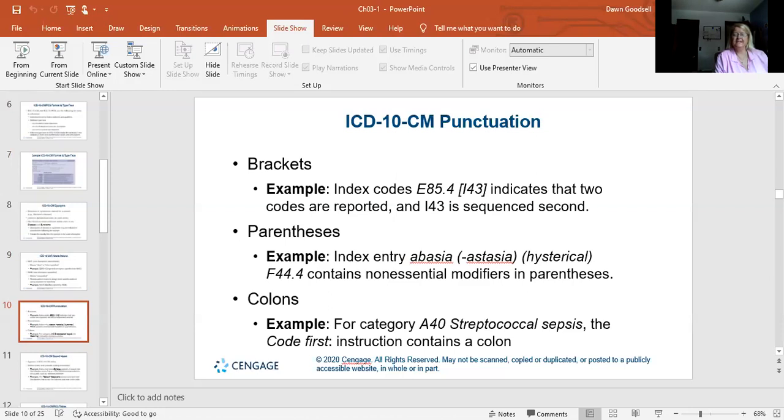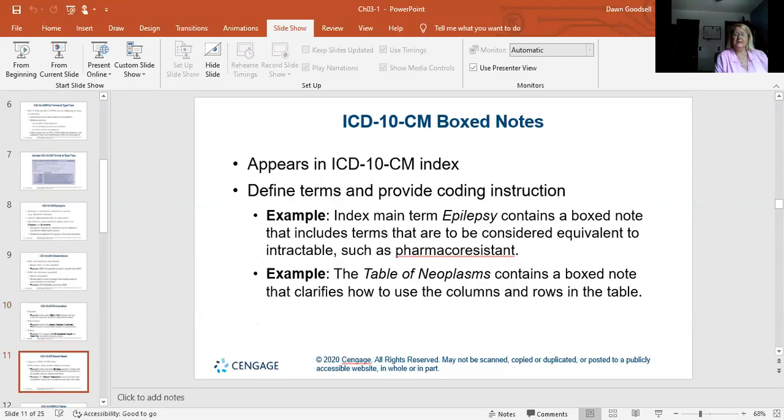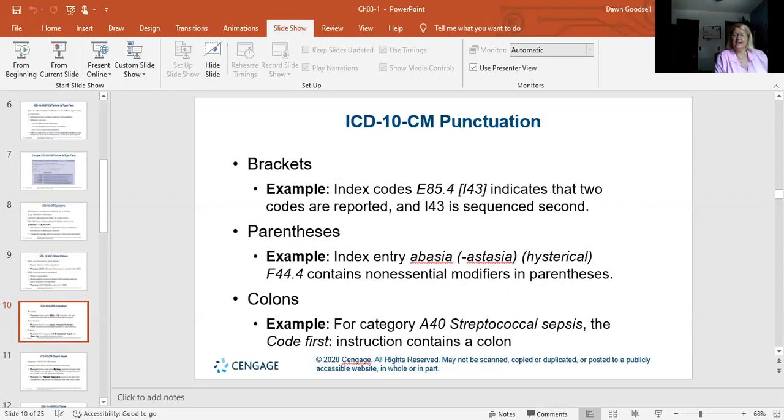Okay, parentheses are words that actually describe a code or give you more information. Colons are an example of A40 streptococcal sepsis, the code first. Code first instructions with a colon give you guidance as far as what you're supposed to code first and then what goes second. So that's our sequencing.